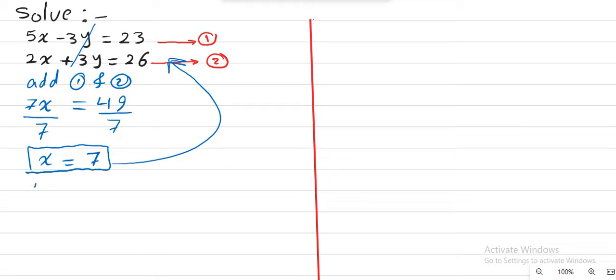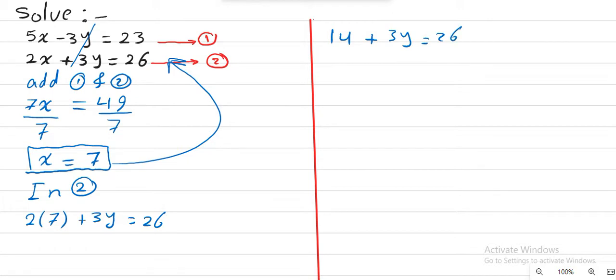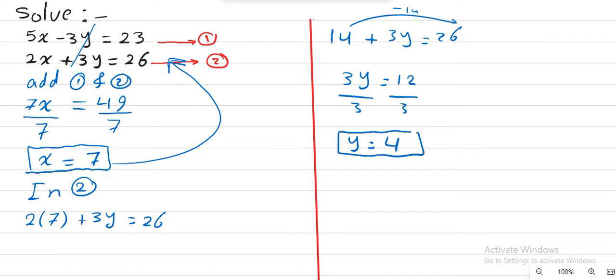I choose equation 2. I'll say in equation 2 it will be 2 multiply 7 plus 3y equals 26. So it's 14 plus 3y equals 26. We'll move 14 to the other side. It will be 3y equals 26 minus 14, which is 12. Divide by 3, so y equals 4. So the value of x equals 7 and the value of y equals 4.